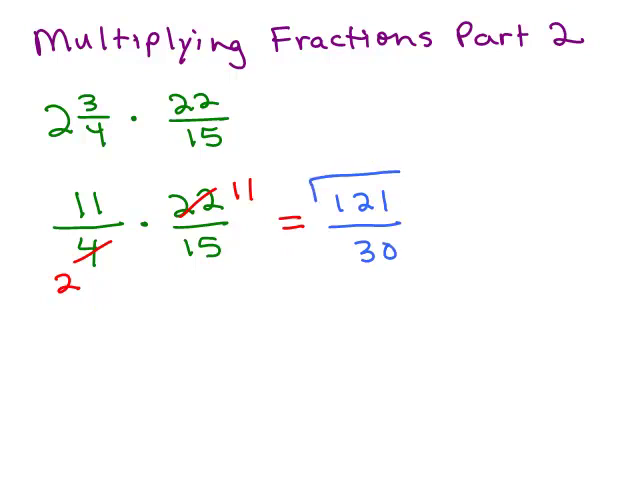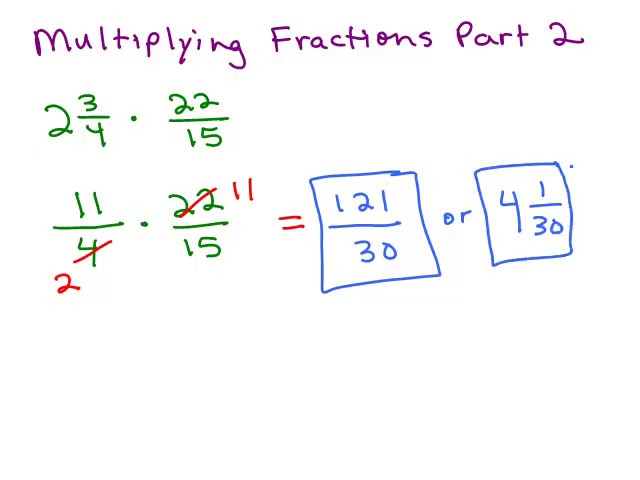Now it's perfectly fine to leave that as an improper fraction, but if you want, you could write it as a mixed number by dividing. 30 goes into 121 4 times. That's 120 so far with a remainder of 1. So 4 and 1/30. So either of these are correct answers.